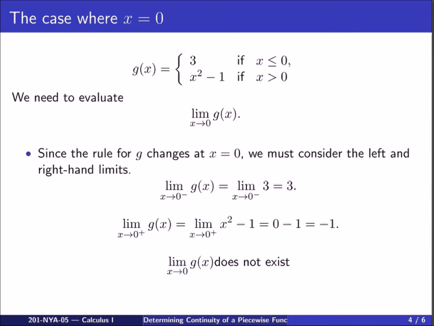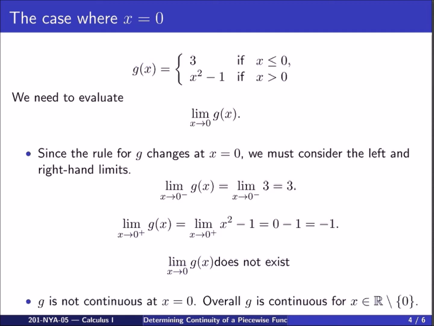So that means that the function will not be continuous at 0. But we saw that it's continuous everywhere else previously. So overall, g will be continuous for all values of x except 0.